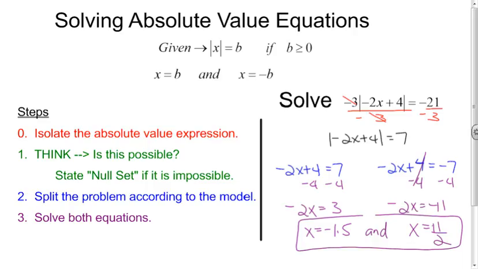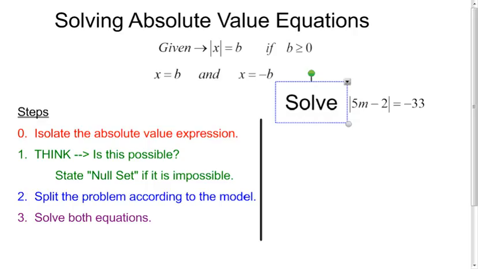Okay? And again, it makes sense to say these two statements here are joined by "and." Not as important in an equation as when you get to an inequality. When you get to an inequality, the conjunction really makes a difference for the answer. All right, let's take a look at one more example here. It says solve the absolute value of 5m minus 2 is equal to negative 33. Well, it says isolate the absolute value bars. They are. So now it says think, is this possible?